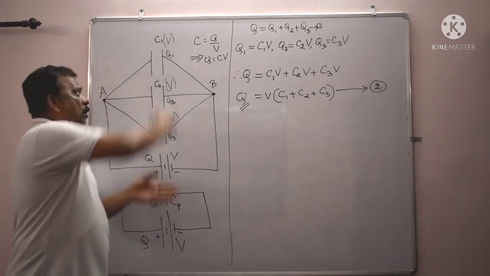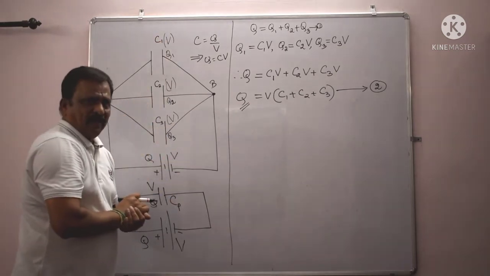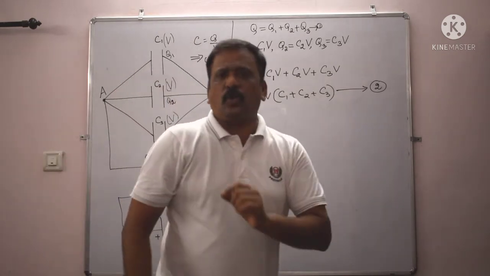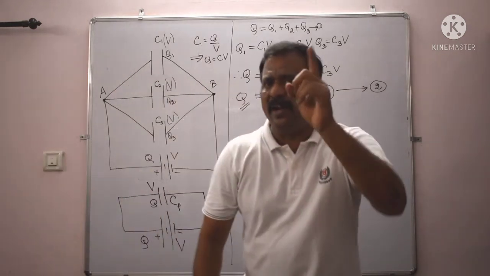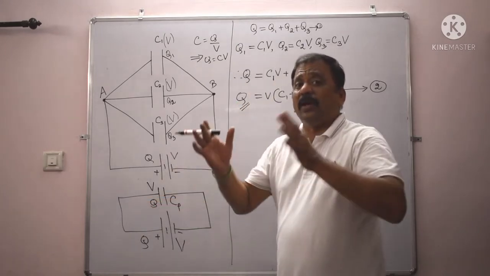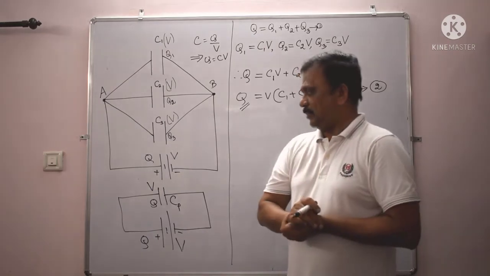Point number 1. The three capacitors together stored the total charge Q. And the effective capacitance should do that same job. It should be able to store the total charge Q single-handedly. So that's why I'm going to call it a total or effective or resultant capacitance. So that's the tendency of a resultant capacitance, right?